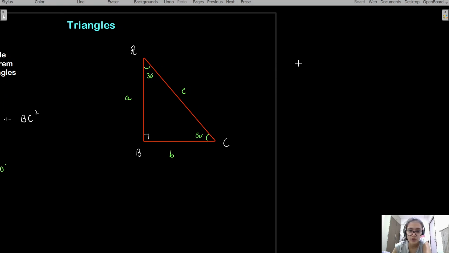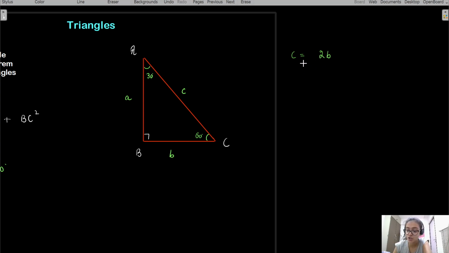So the hypotenuse is C. Hypotenuse is twice as long as the shorter leg. So which one will be the shorter leg? Remember that the side opposite to the shorter angle is the shorter side. So 30 is shorter than 60, so B is the shorter side. So C is going to be 2 times B.